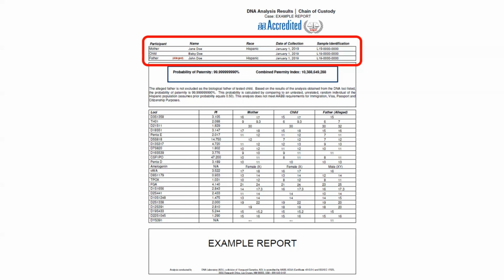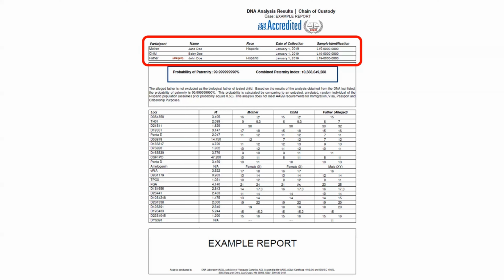At the very top, we have the participants that come in for the test. For this example, we have the mother, father, and child. You can see their names, and here are Jane Doe, Baby Doe, and John Doe. The race of the person and the date of collection, and then an identification number for our internal records.